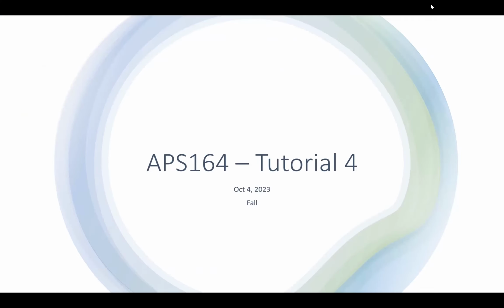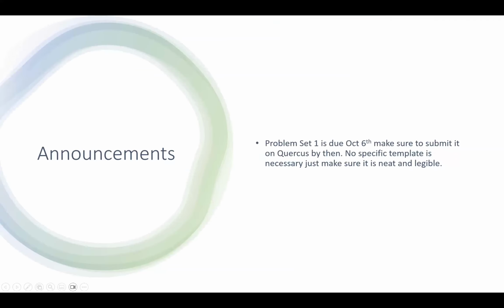Okay, so tutorial number 4, almost halfway. Some announcements. Your first problem set is due on the 6th of October. Make sure to submit it on Quarkus by then. And there's no specific template. Just make sure it's neat and legible.